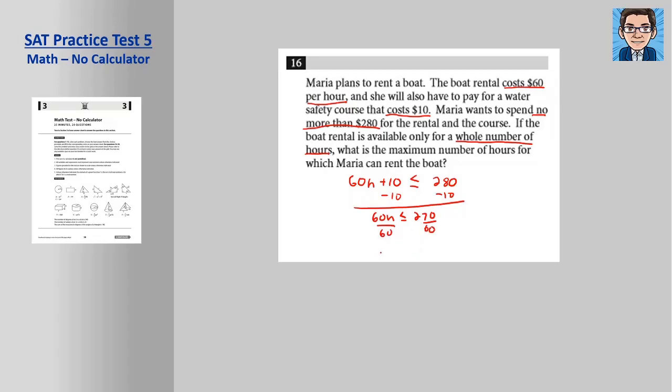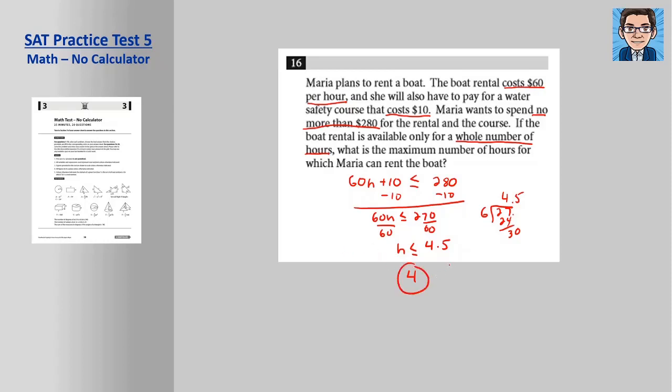Divide by 60, and you get h is less than or equal to, now there's no calculator here, but we can still divide this out. So it's going to be 4.5. So h has to be less than 4.5, but it's got to be in whole number hours. So 4 would be the biggest number that's going to be less than 4.5. 5 is going to be too big, so 4 would be our answer.